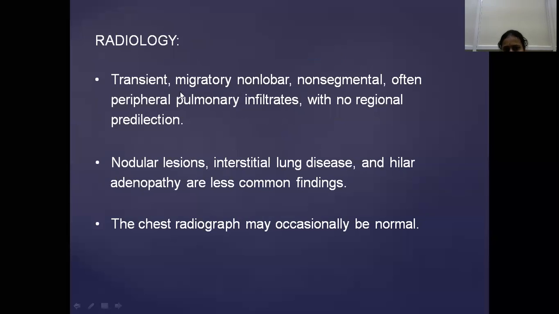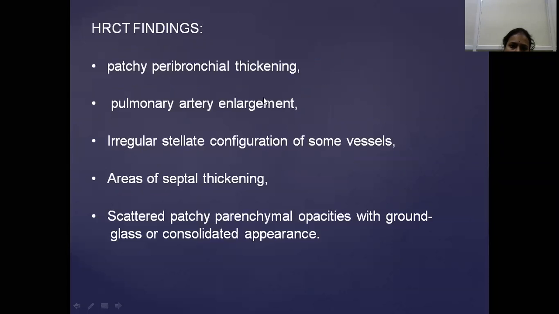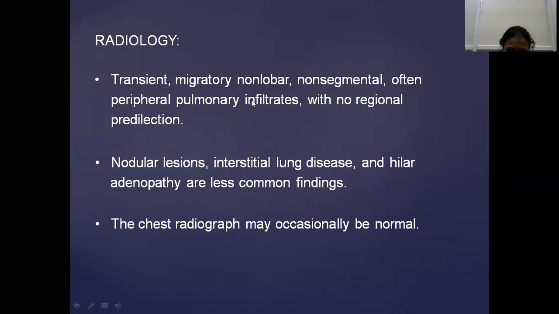Radiologically it shows migratory, transient infiltrates, non-migratory in chronic eosinophilic pneumonias. That is the photographic negative of the pulmonary edema appearance. Radiologically it shows transient, migratory, non-lobar, non-segmental, often peripheral pulmonary infiltrates. All the pulmonary eosinophilias mainly show peripheral involvement. Nodular interstitial involvement is less common.